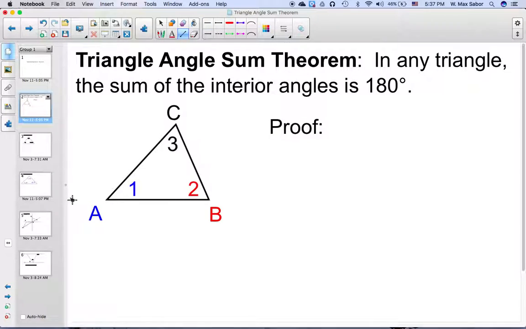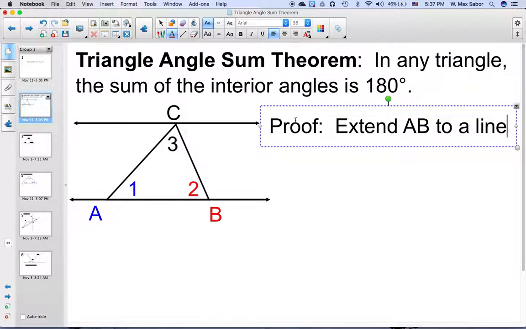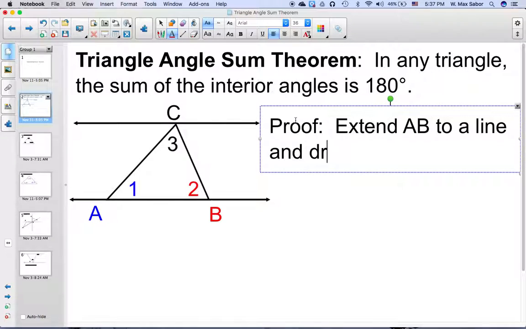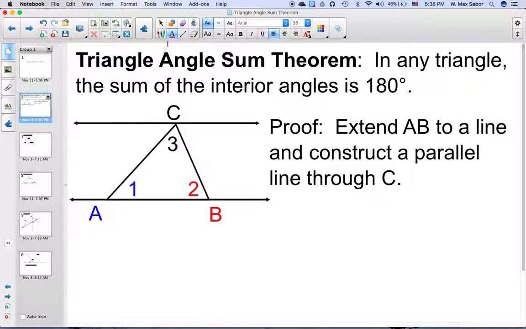So let's take AB, make it a line, and draw a line through C as well that's parallel. So extend AB to a line and construct a parallel line through C. So there's AB, and we constructed a parallel line through C.